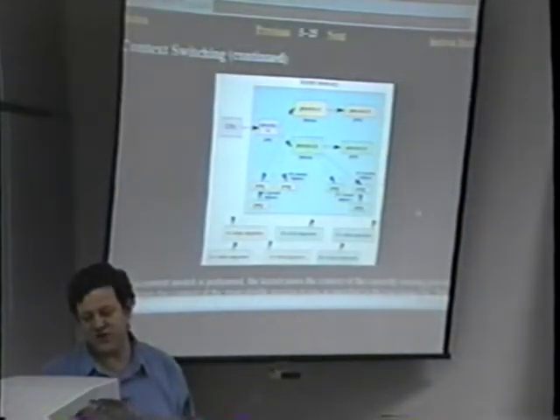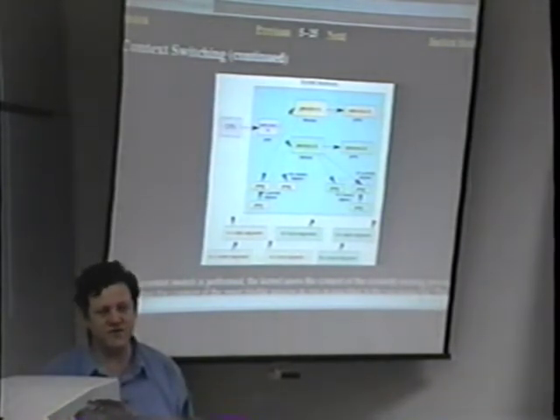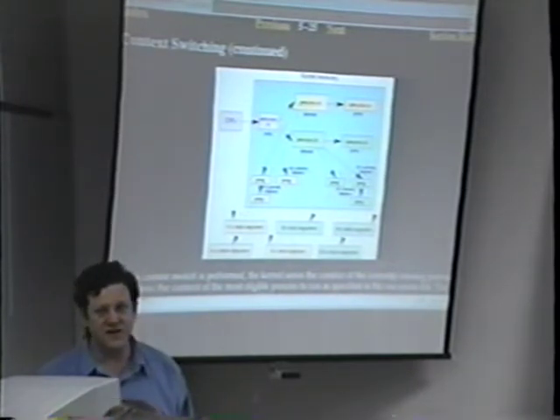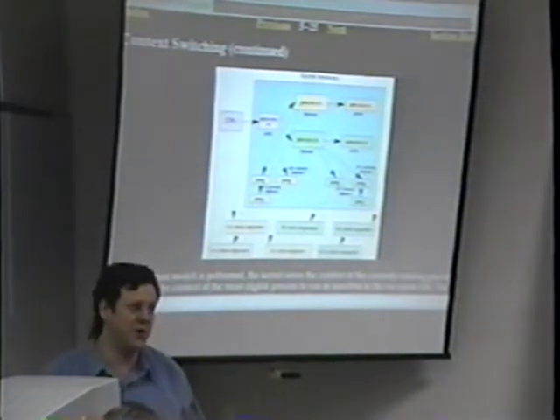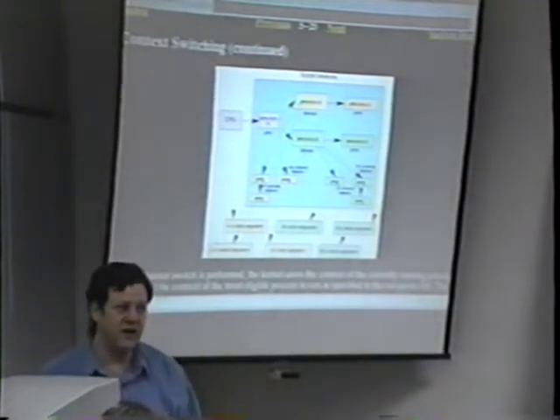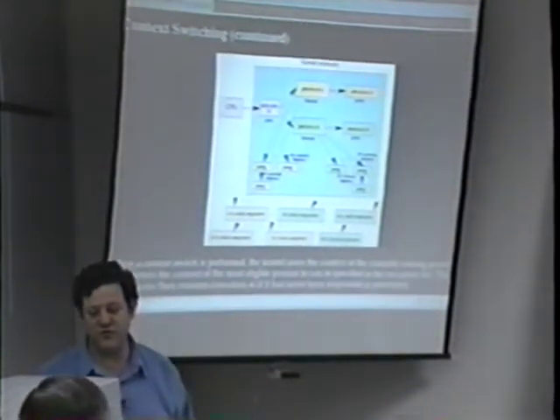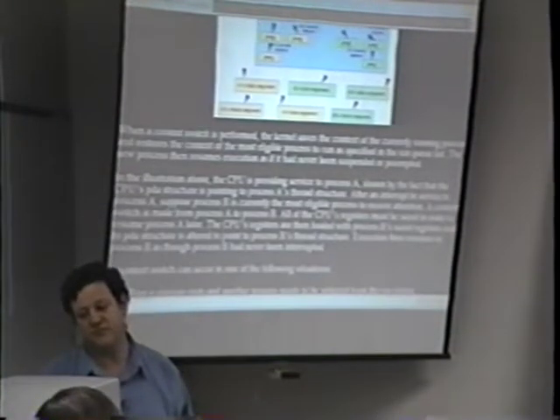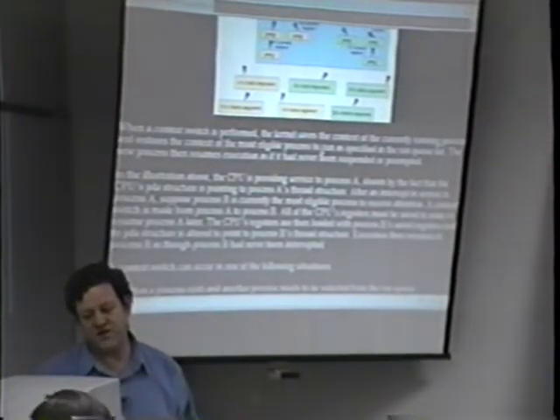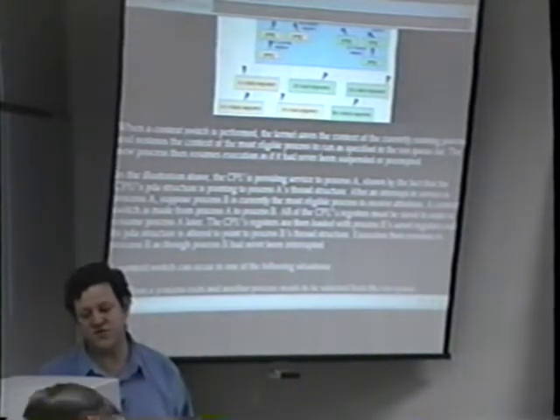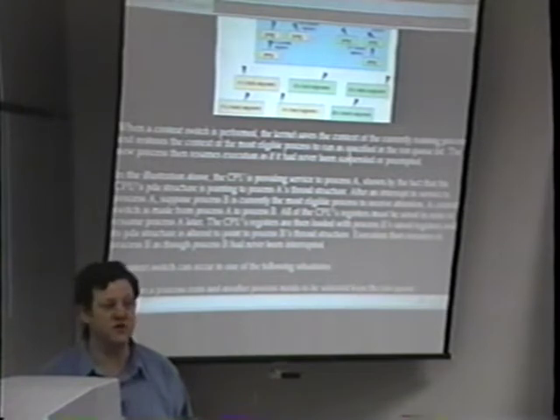So when a context switch is performed, just like on a Cray, we dump off A registers, vector registers, B registers, program registers, stuff like that. The exchange package mechanism is the hardware piece, but then there are also software things that we had to dump off. And a lot of that was done through vector registers, but not as an exchange mechanism. So the kernel saves the context of the currently running process and restores the most eligible process to run as specified in the run queue list.